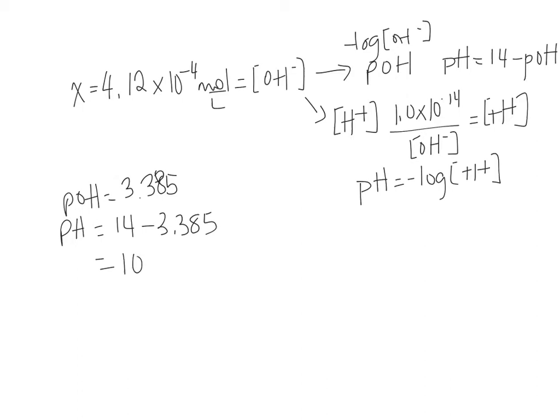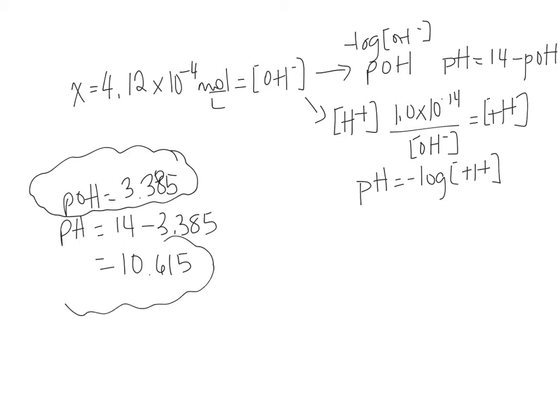So that's 10.615. Sometimes people forget and they end up with this value and think that it's the pH. We know it's a base, so your value should be greater than 7. So this is always a good place to check. Does my answer make sense? In this case, no, it didn't. Forgot a step. Now the pH is greater than 7.